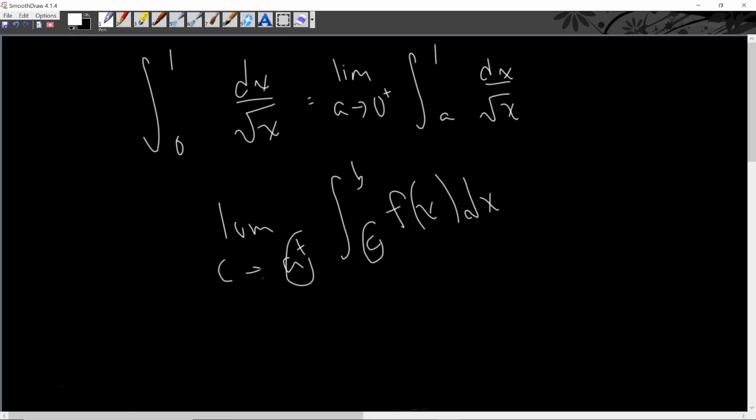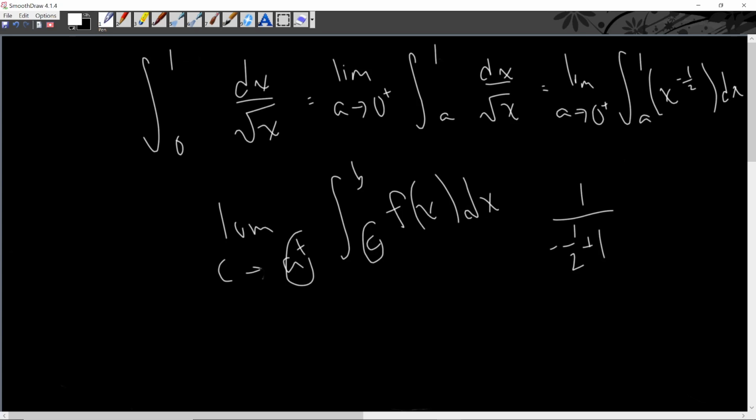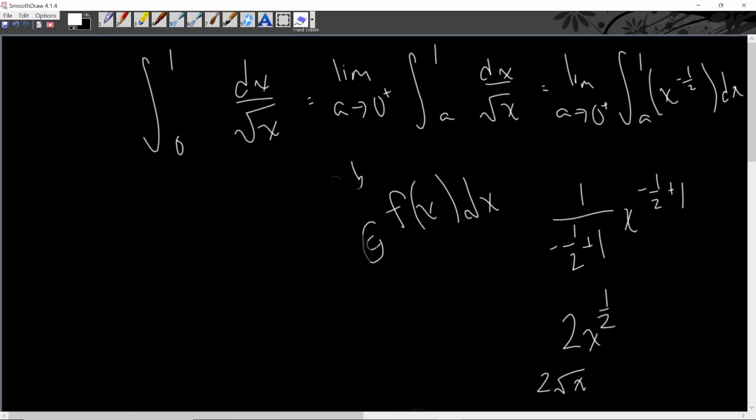So this is going to be x to the negative 1/2, from a to 1. And so let's do our n plus 1. 1 over negative 1/2 plus 1 times x to the negative 1/2 plus 1. So we're just going to be left with 1 over negative 1/2 plus 1, which is 1 over 1/2, which is going to be 2, times x to the negative 1/2 plus 1, which is going to be x to the 1/2, or 2 root x.